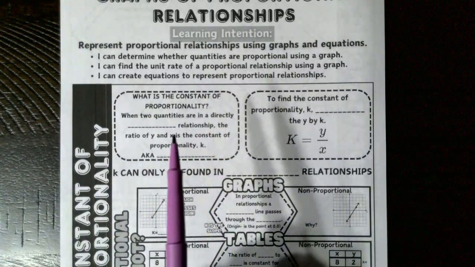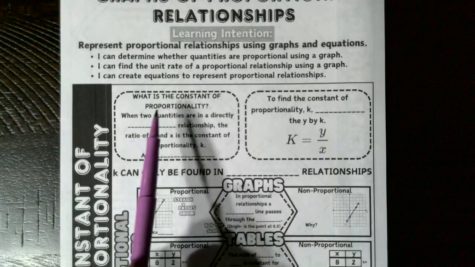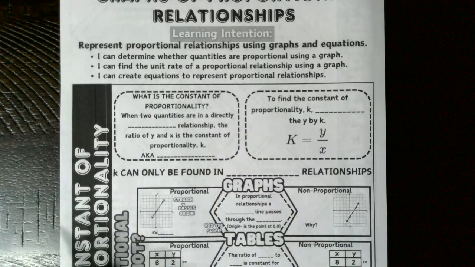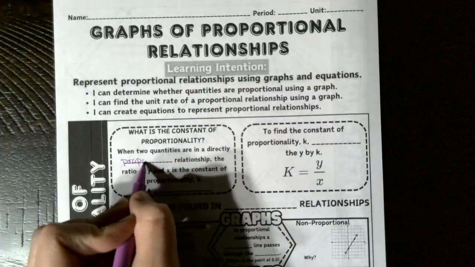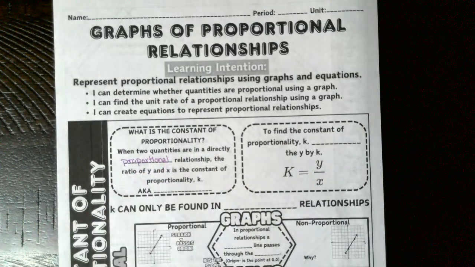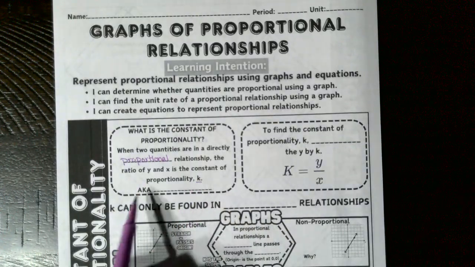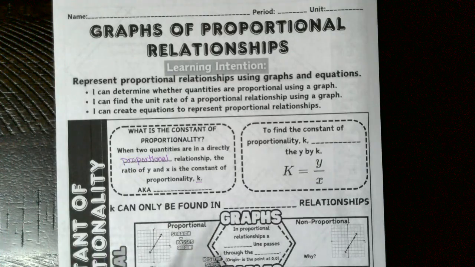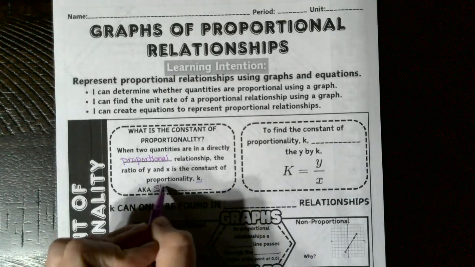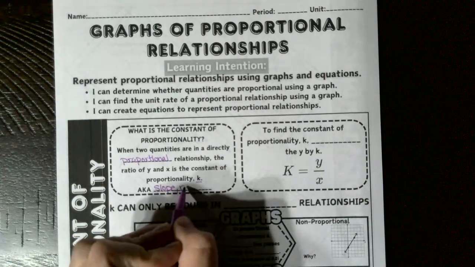So the first new thing we're going to talk about is the constant of proportionality. So what is the constant of proportionality? Well, it is when two quantities are in a directly proportional relationship, and the ratio of y and x is the constant of proportionality, k. So if I'm looking for the constant of proportionality, it is defined as this letter k. AKA means also known as. So the constant of proportionality is also known as the slope or the rate of change.